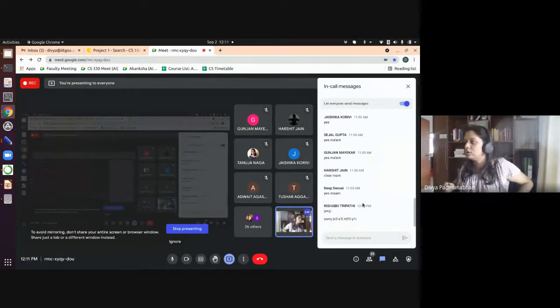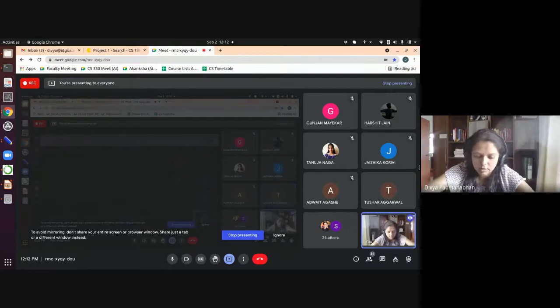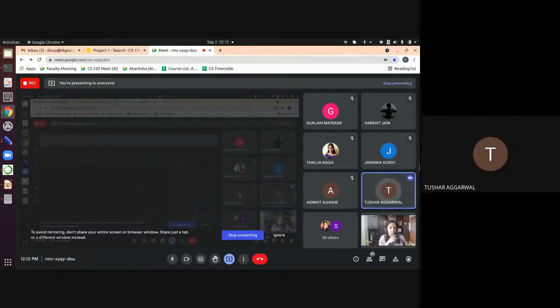Somebody had typed. Okay. Excuse me, ma'am. Yes, I have some doubt regarding heuristic values. Yes. Actually, heuristic value is like an approximate value of cost from a node to a final state, right? Yes. So, ma'am, how is a node given a heuristic value, how is it decided for a node?